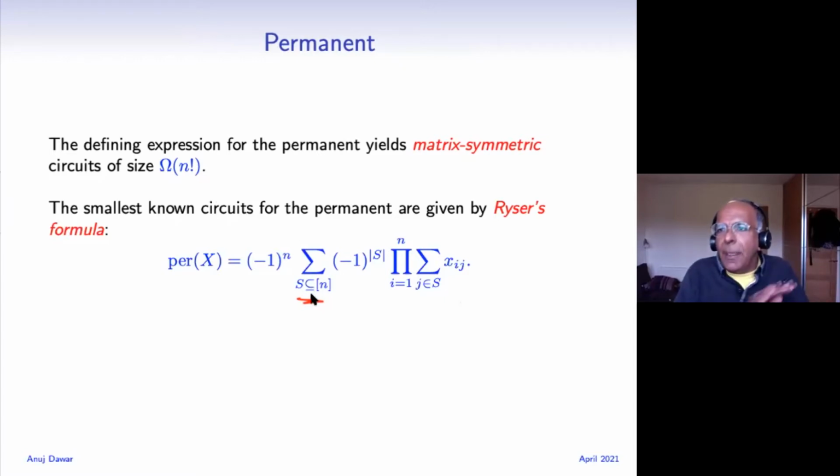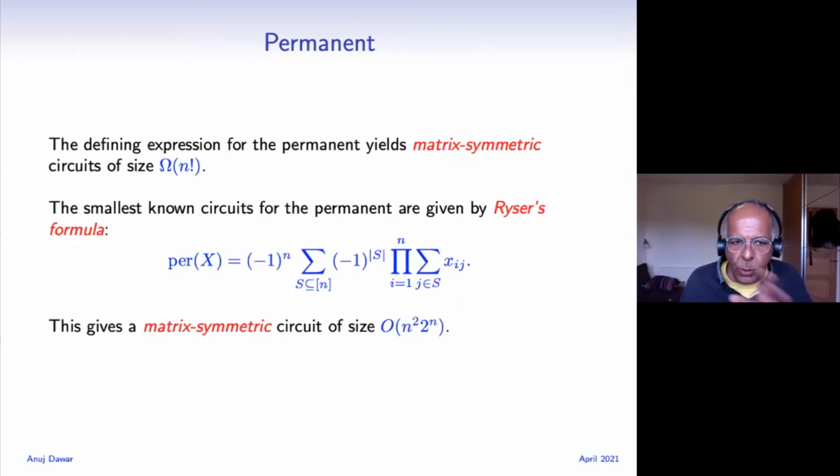This is simply the best known circuit without any considerations of symmetry. This is the smallest known circuit for computing the permanent. And it turns out it is, in fact, symmetric in the sense that I defined as matrix symmetric. If you permute arbitrarily the rows and separately the columns, you get the same expression. So Ryser's formula is, in fact, a symmetric circuit, and the size is roughly n squared times 2 to the n.